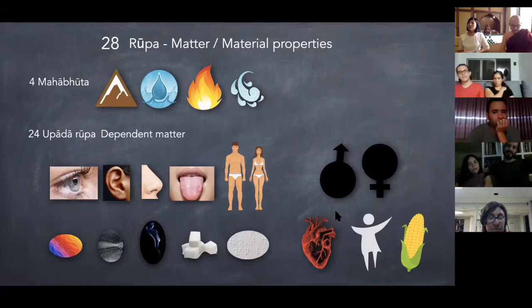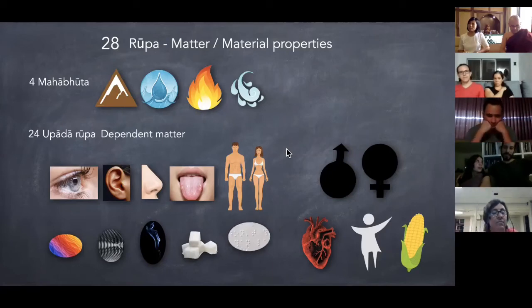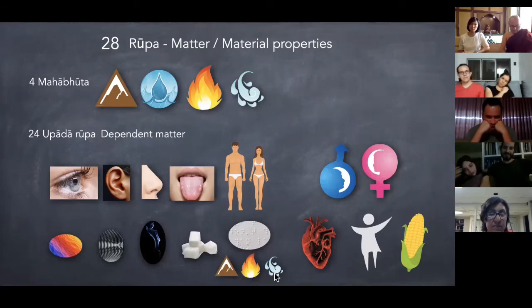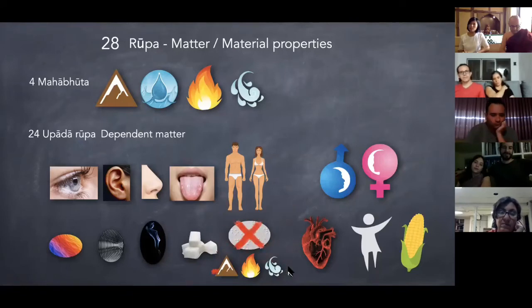So now let's see how many of the 28 we have already seen. Before we count, just a little tip. Remember that photthabba, the tangible object, is actually a combination of earth, fire, and wind. So when we count how many rupas we have already seen, we don't have to repeat these rupas, otherwise we will double our counting.